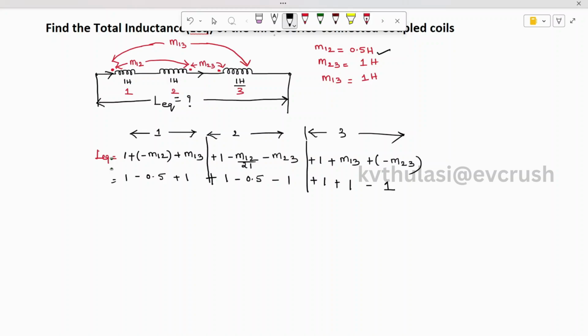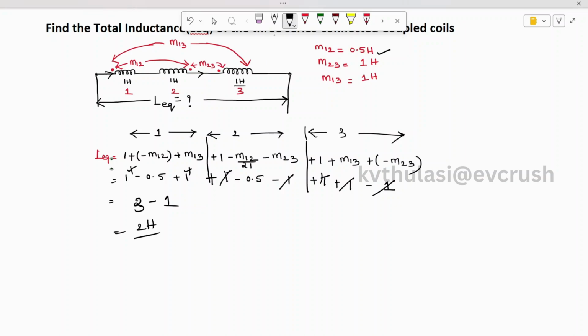Now let's solve the problem. When you add these values, here you can see 1 plus 1 plus 1. The plus 1 and minus 1 will get cancelled, and this plus 1 and this minus 1 will get cancelled. So you are going to have 1 plus 1 plus 1, which is 3, and minus 0.5 minus 0.5, which is 1. We are going to have 2 Henry as the inductance.